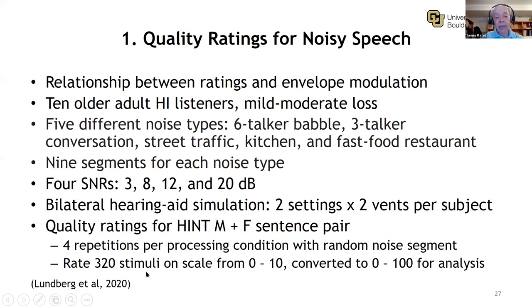So we looked at 10 older adult hearing impaired listeners. We looked at 5 different types of noise: multi-talk or babble, a conversation, street noise, kitchen recording, and a fast food restaurant. Different segments were randomly selected for each of these noise types for signal to noise ratio. So, a pretty big experiment. We used a bilateral hearing aid simulation. We didn't use real hearing aids here. We programmed them in MATLAB, and we got quality ratings for a male plus a female sentence pair.